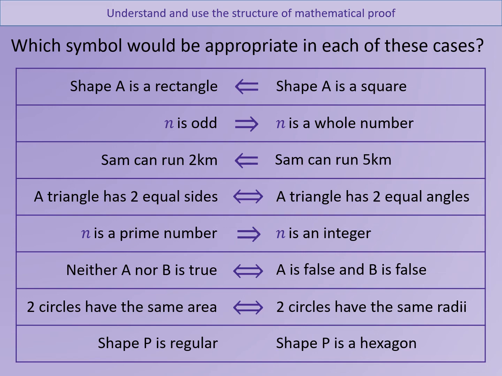And then finally, in the bottom question, a new symbol for us, which is where it doesn't work in either direction. And you can see that we have a line through the symbol, because if we have a regular shape, it doesn't necessarily have to be a hexagon. And if we have a hexagon, it doesn't necessarily have to be regular. So in this case, it works in neither direction. And so we use this symbol that you're seeing here. But we don't use that symbol very often, but it's there in case we need it.